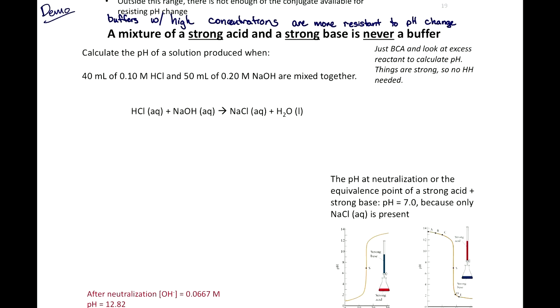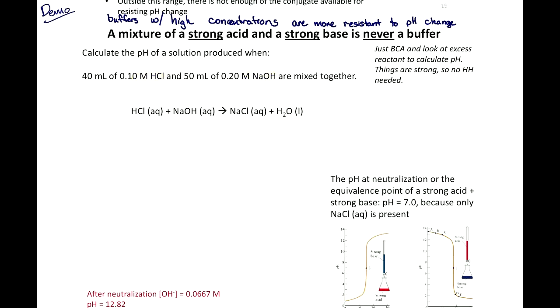So we have to calculate pH a little bit differently in this example, but it's not that bad. We still do a BCA table because a neutralization reaction is happening between this HCl and this sodium hydroxide. We just calculate the pH a little bit differently, but you already know how to do this, right? So I'm mixing HCl and sodium hydroxide.